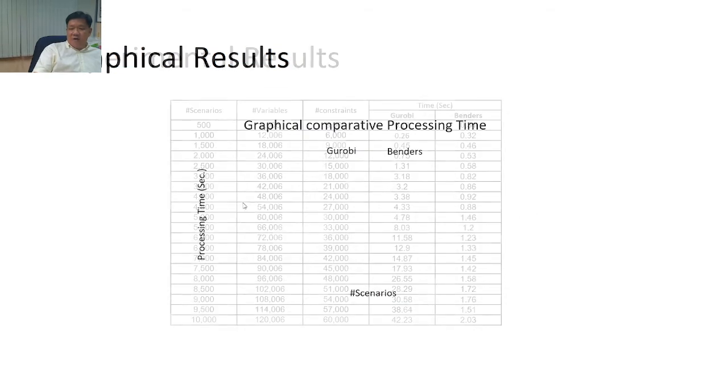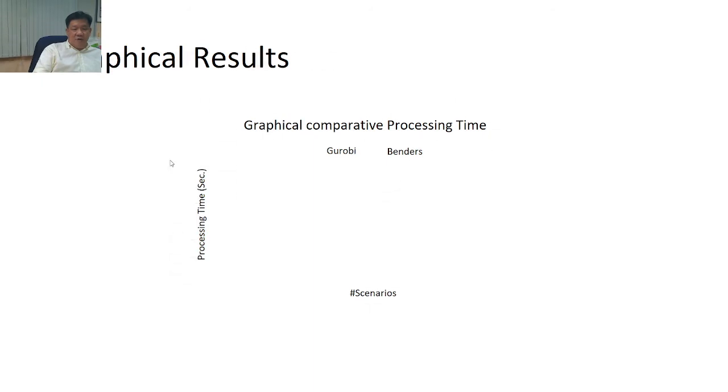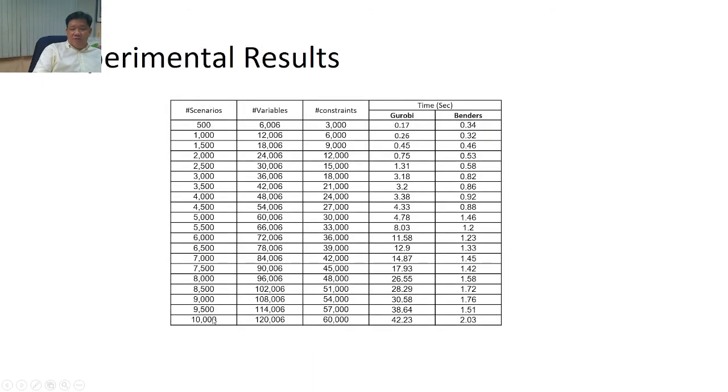When you go from 500 to 10,000 scenarios, Bender increases from 0.34 seconds to only 2 seconds. But with Gurobi, when you solve the direct model and the number of variables and constraints increases in the direct model, the trend of increment is much greater than what you found in Bender.